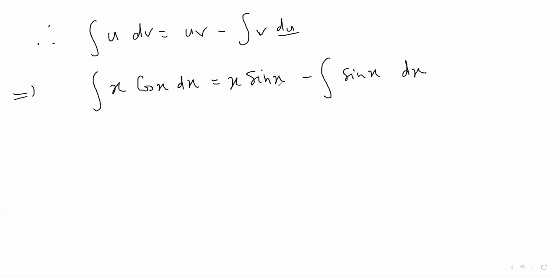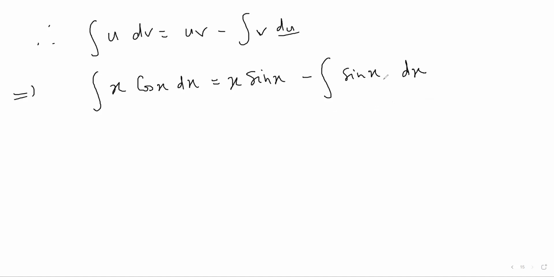And now we still have an integral to evaluate. This integral here is a much simpler integral than the main integral, which is this one here. That's the whole point of integration by parts: to write your main integral, which looks more complicated, in terms of a much simpler integral that you can simply evaluate. So now we only have to evaluate this integral, because it's much simpler.